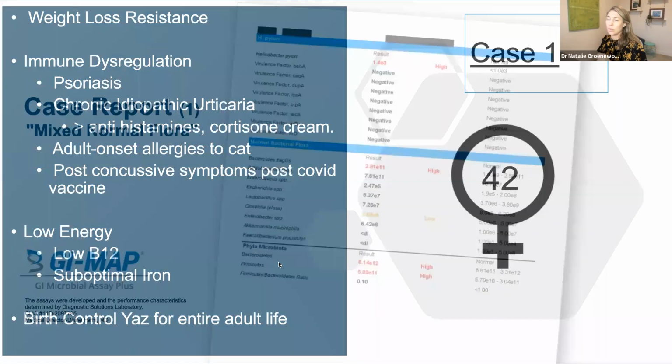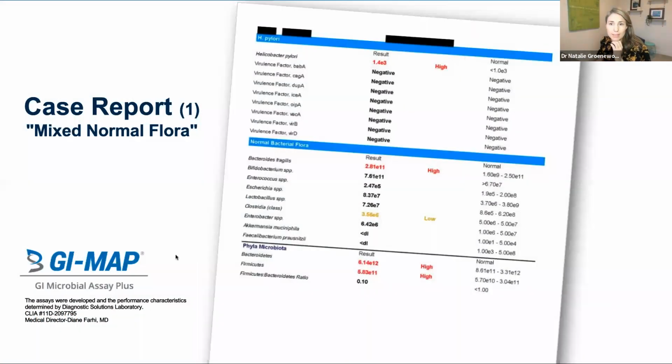Okay. For the three cases, I wanted to be a little bit strategic in what I was going to present to you. I wanted to have differing summaries for practitioners to have a bit of context. So I have what I call a mixed case, with some high and low normal flora. I have another case that's all overgrown normal flora, and the third case is all about deficient normal flora.